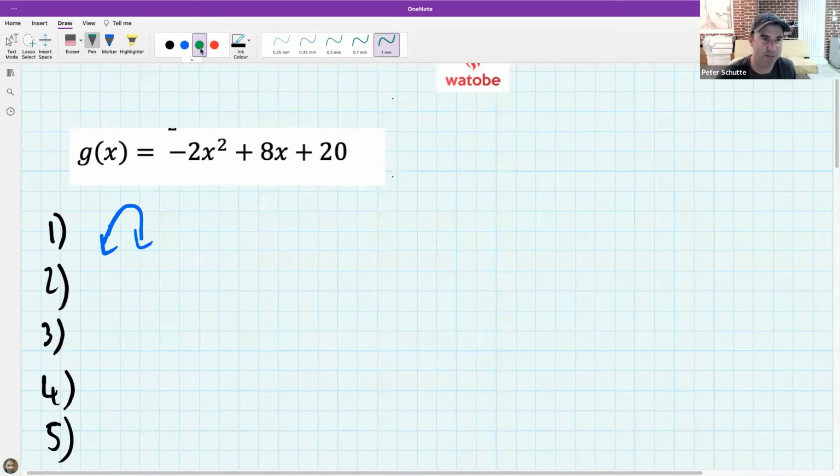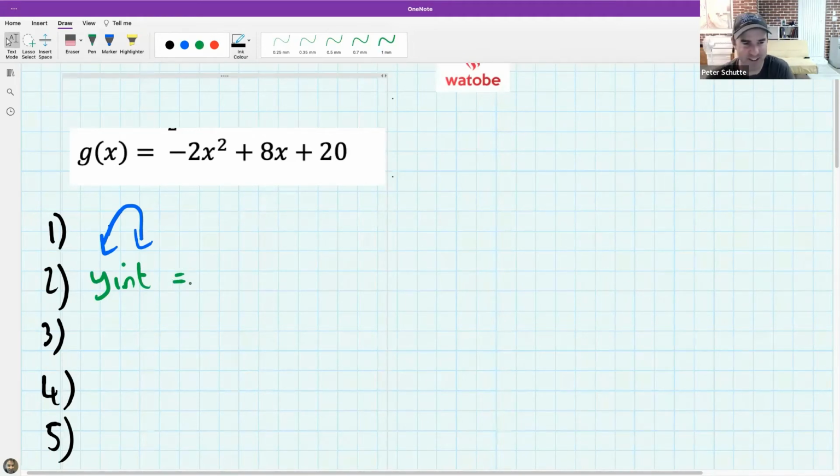For the moment, we're going to keep our brains on the parabola. What's the y-intercept? Let's let go of the chat and focus on the 5 steps. So the y-intercept is 20. Now there's a bit more work for the x-intercept.